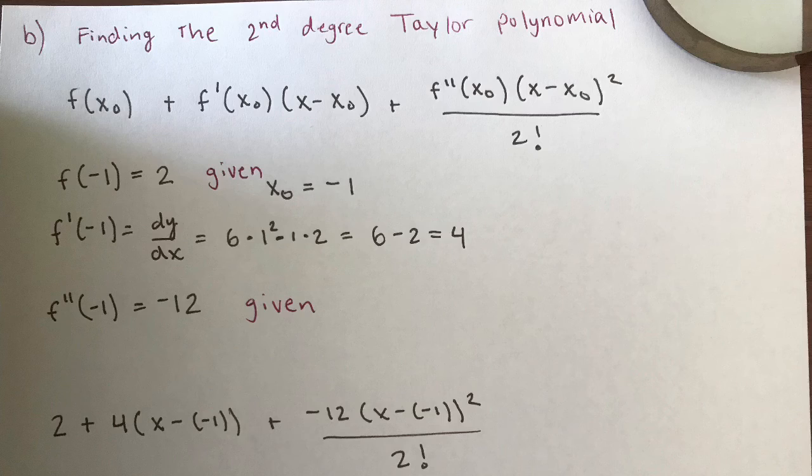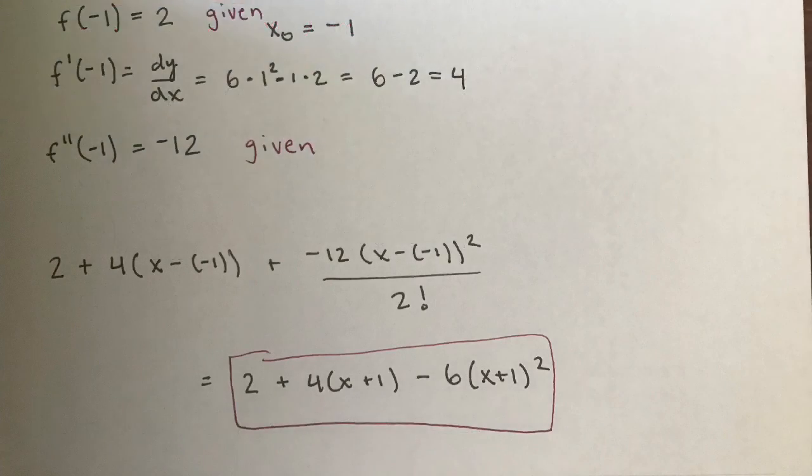So we end up getting 2 plus 4 times x minus our -1 plus -12 times x minus our -1 all squared over 2 factorial. So simplifying that, we get 2 plus 4 times x plus 1 minus 6 times x plus 1 squared.